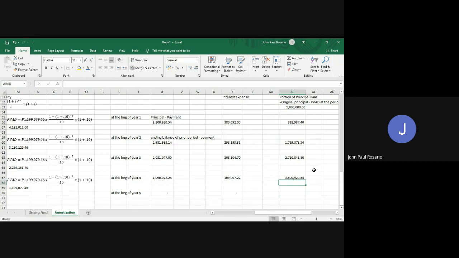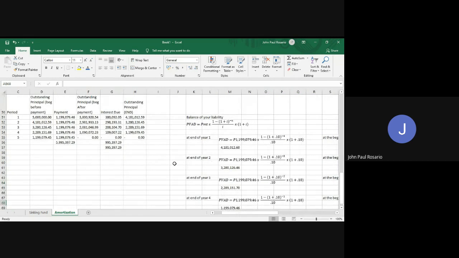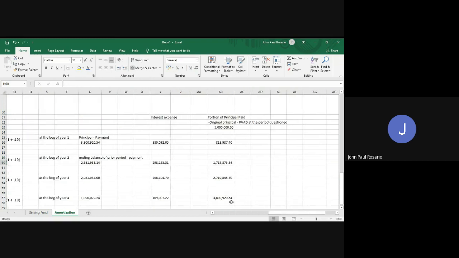So how do you check if this is correct? Let's go to year 4, 318,020.54. It's simple: the portion of the principal paid is 5 million, and then we less our outstanding principal at year end. So that's 318,020, 318,020.